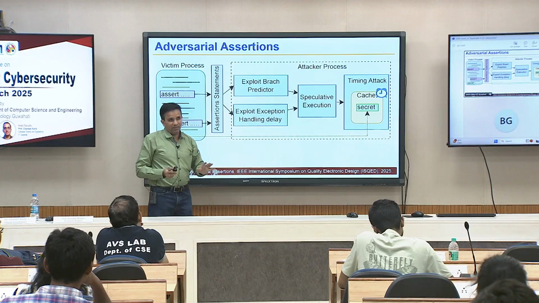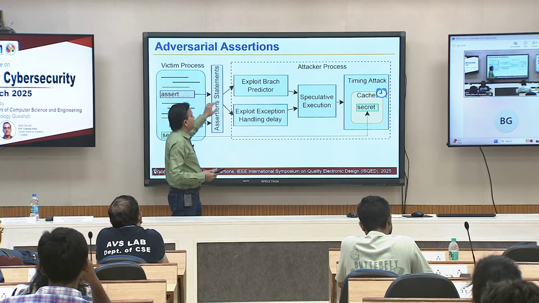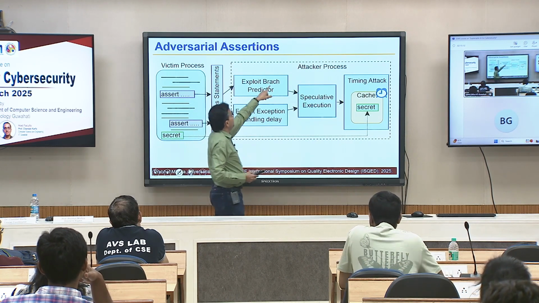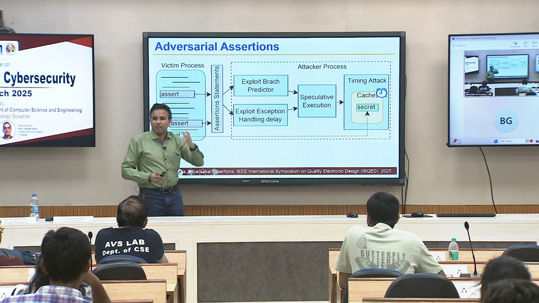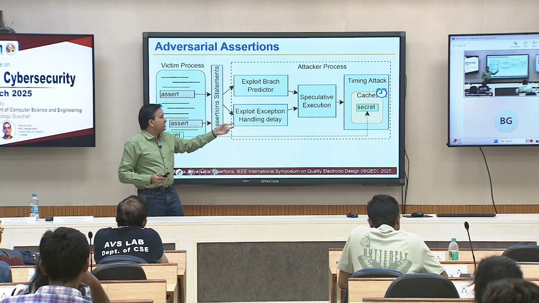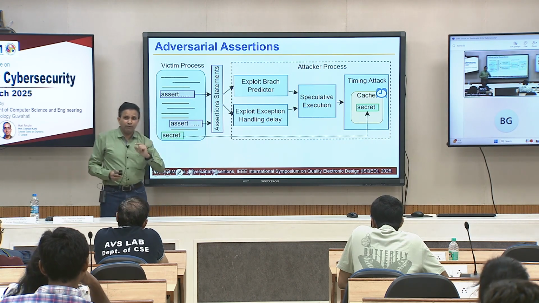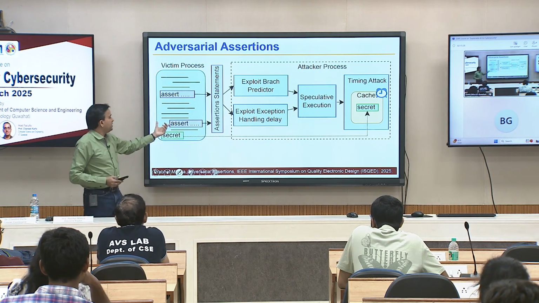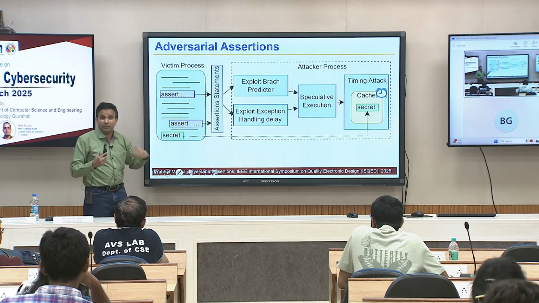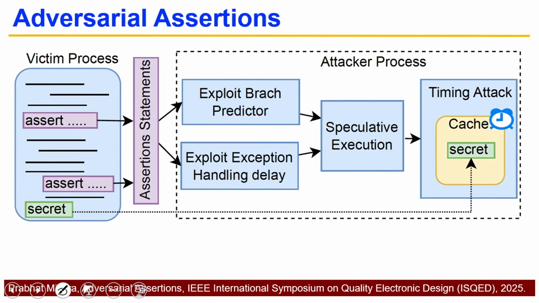An assertion is nothing but an if statement. I want you to understand, it is nothing but an if statement, and if it is an if statement, then the branch predictor, same mistraining, same Spectre attack, I can do. When an assertion fails, if I as an attacker somehow make this assertion fail in the victim process, that creates an exception, and I can use the exception handling delay. But no matter whether through branch prediction, branch misprediction or exception delay, I create speculative execution, and I can do a timing attack.